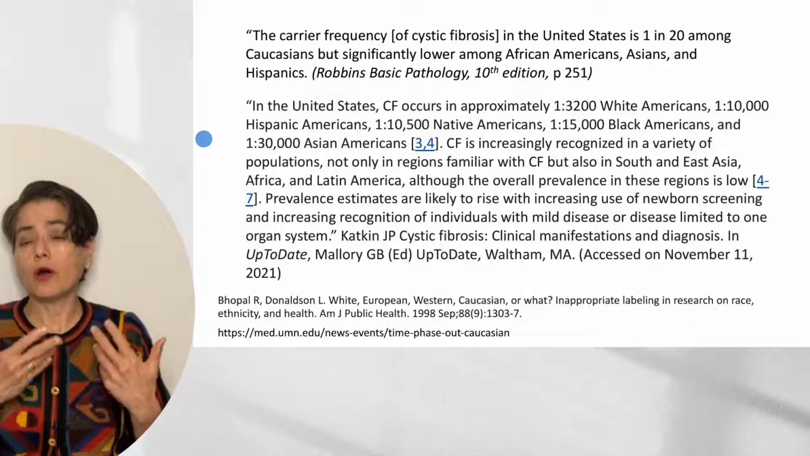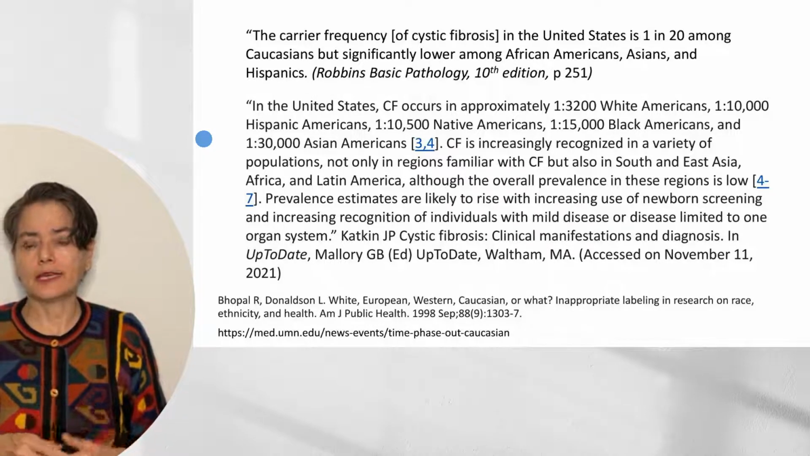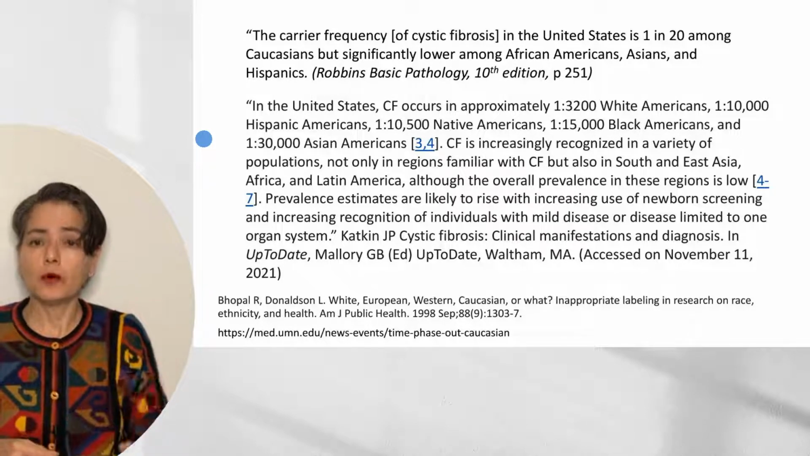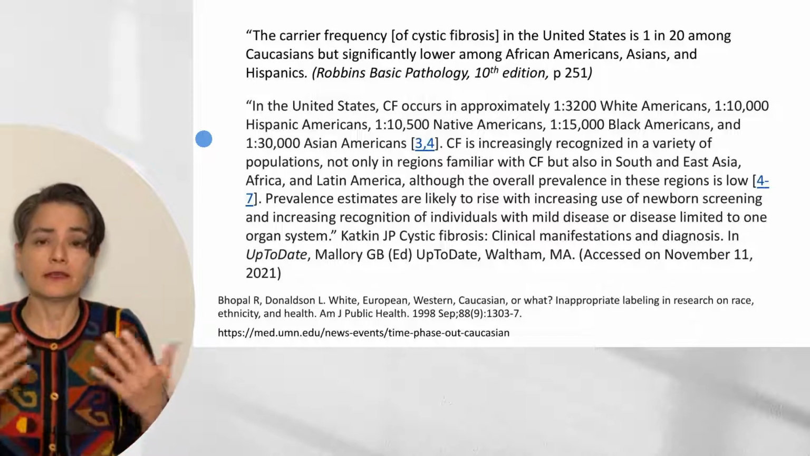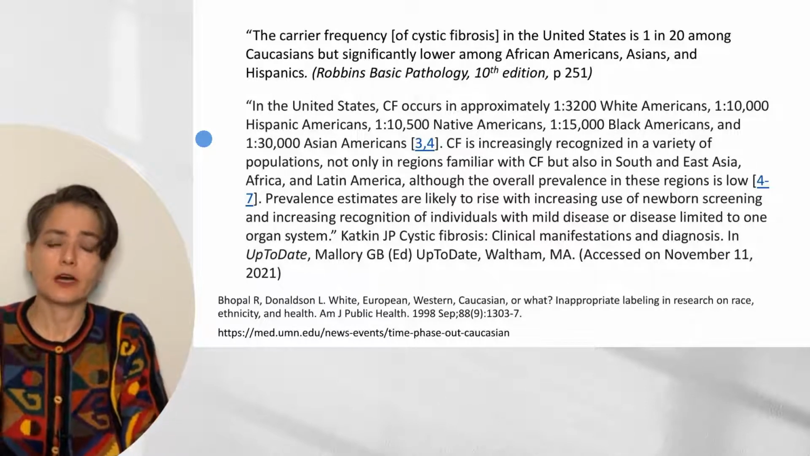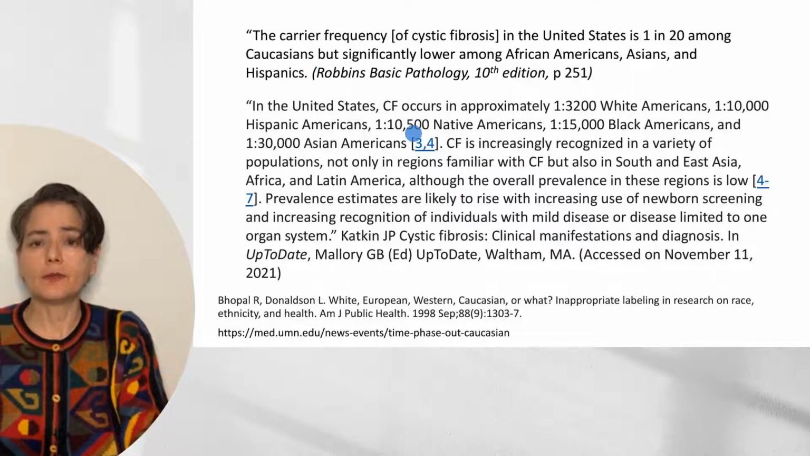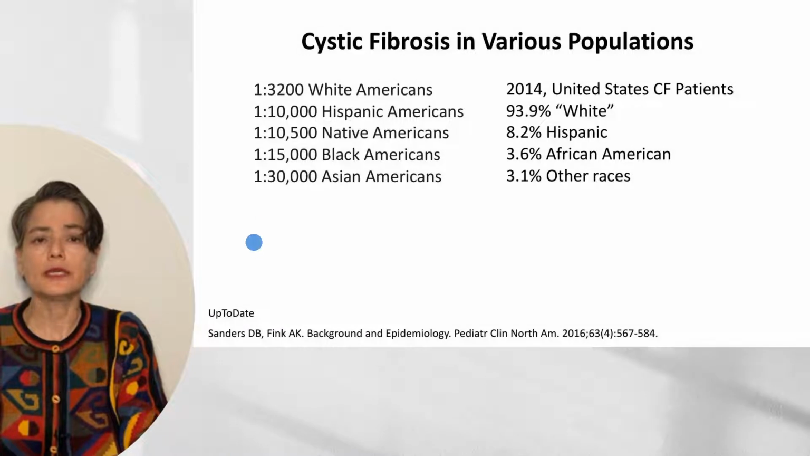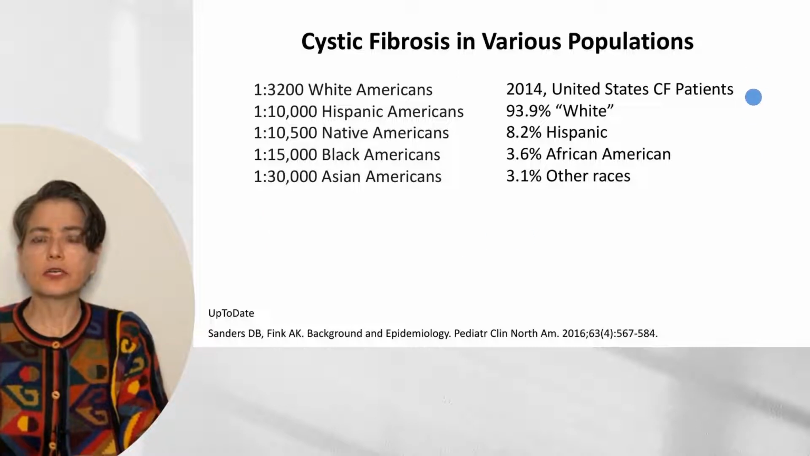So if you are looking at an individual of European descent and you hear hoofbeats, you'll be thinking horses, right? Because this is a common disease in that population, relatively common. It is not as common in other populations. So to highlight that a little bit more clearly, these are the UpToDate data once more, looking at prevalence by population. And then this is looking at the cystic fibrosis patient registry in the United States.